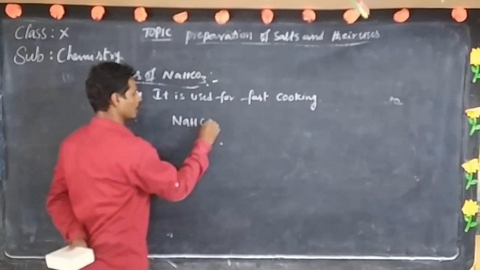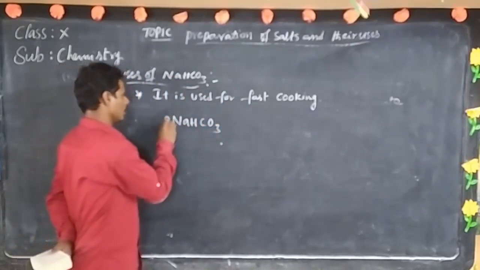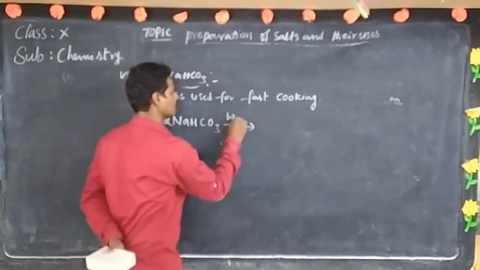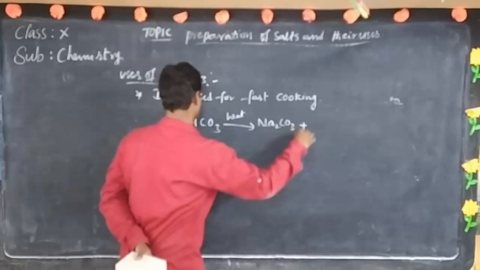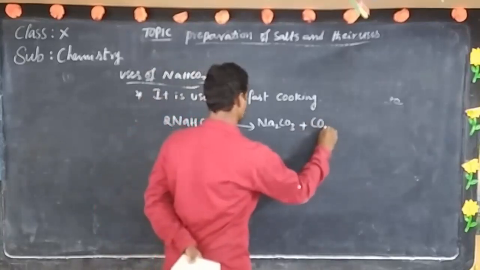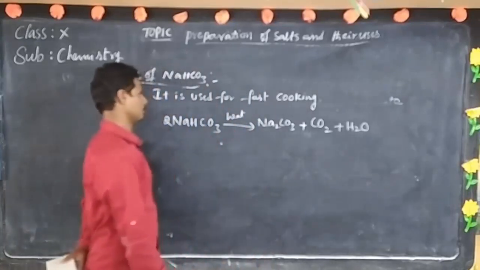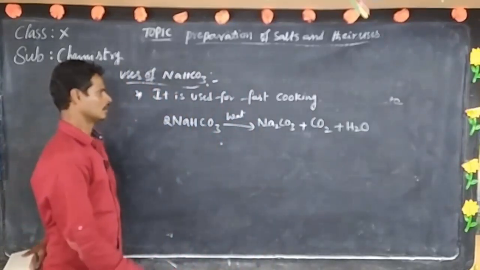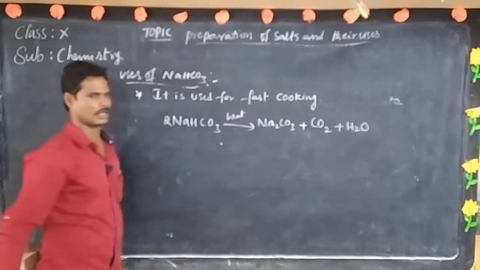Sodium bicarbonate undergoes decomposition in the presence of heat to form sodium carbonate plus CO2 plus H2O. This is the equation occurring in fast cooking.